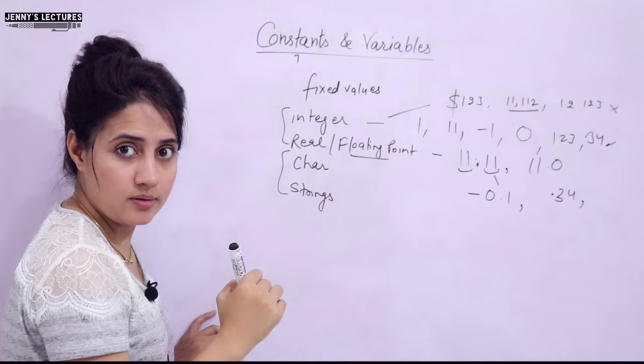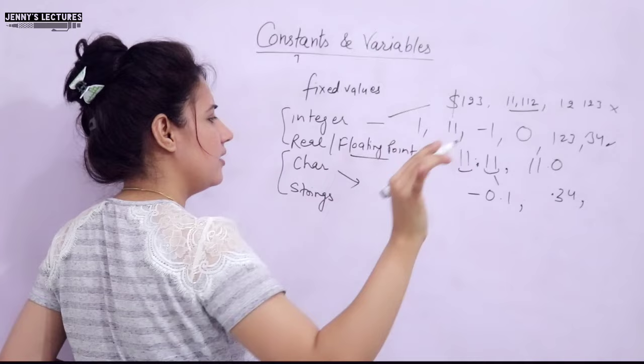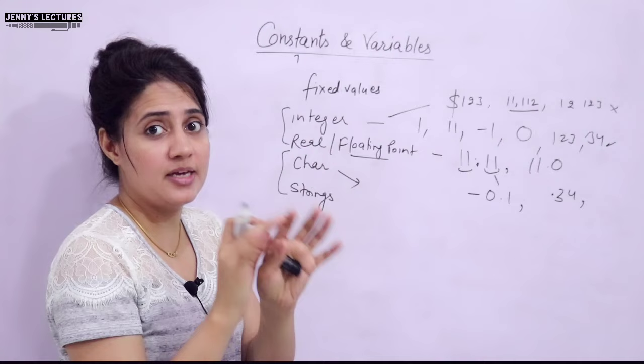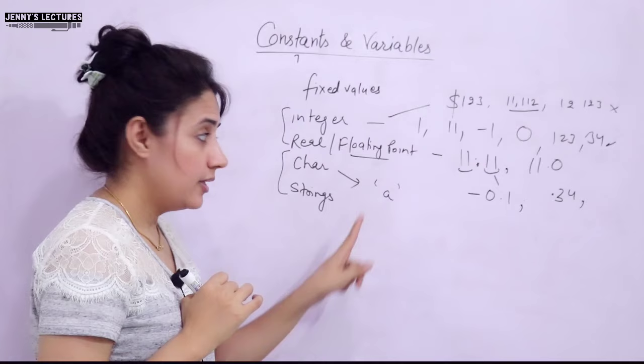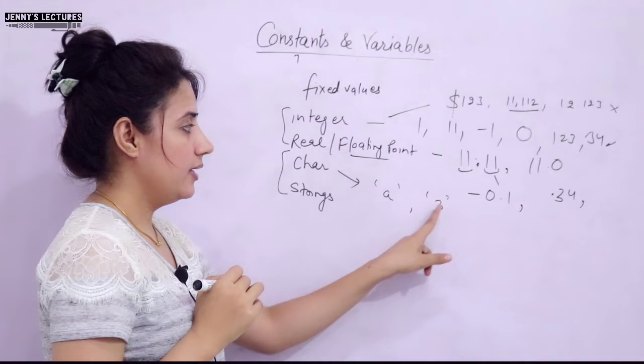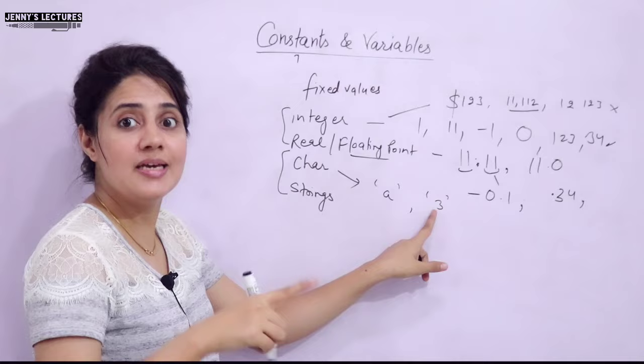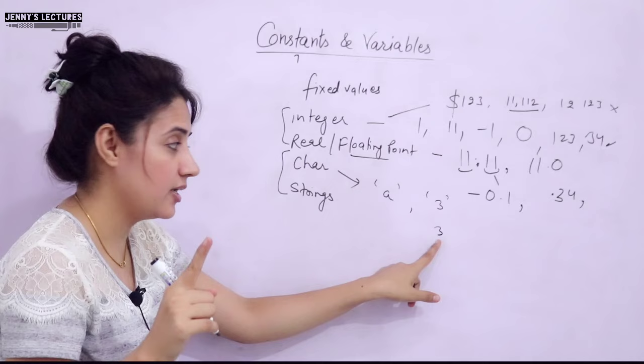Now, character constants are simple. Any single character you write in single quotes is called a character constant. Like if I write A in single quotes, that is a character constant. If I write 3 in single quotes, that is also a character constant. See, this 3 is different from this 3. This is an integer constant, a decimal constant, and this is a character constant.